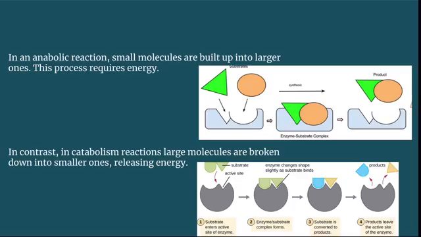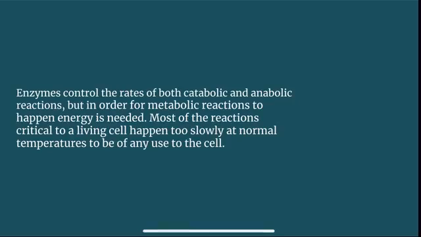But in contrast, in catabolism reactions, large molecules are broken down into smaller ones and they release energy. So you start off with the enzyme and the large molecule, and they bind together with the enzyme, and you end up with two small products. Enzymes control the rates of both metabolic and anabolic reactions, but in order for metabolic reactions to happen, energy is needed. Most of the reactions critical to a living cell happen too slowly at normal temperatures to be any use in the cell. So this means that that does require ATP.